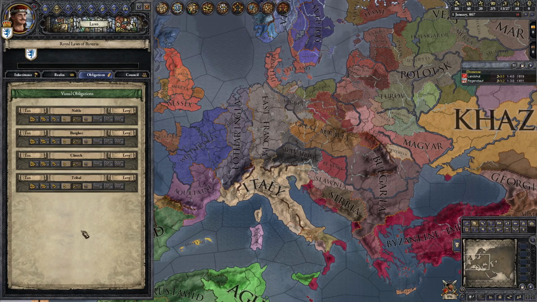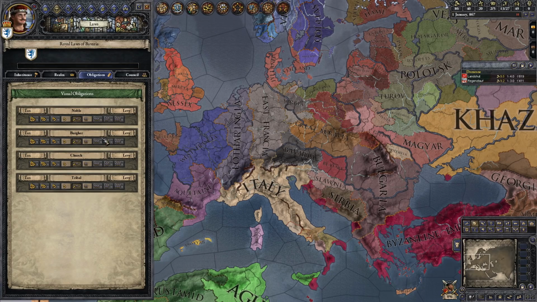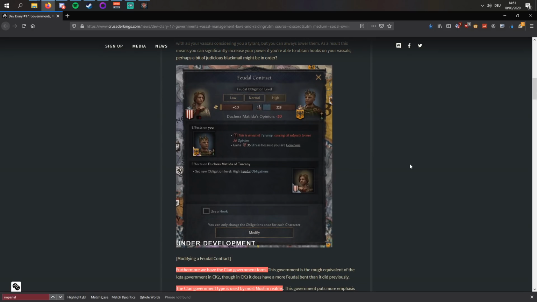Because everything that we have on this page is set in stone. There's either left or right, there's no, hey, I only want to do it for certain regions, I only want to do it for certain lords and ladies, that sort of stuff. It is a very predefined system. Now with the new system that they're introducing here, which is the Feudal Contract, you can change it on a vassal per vassal basis.